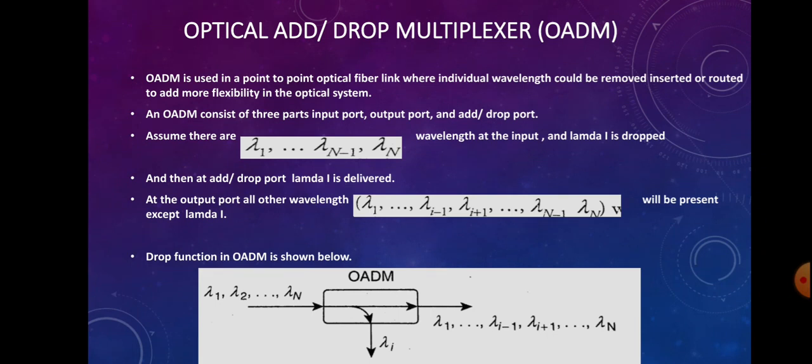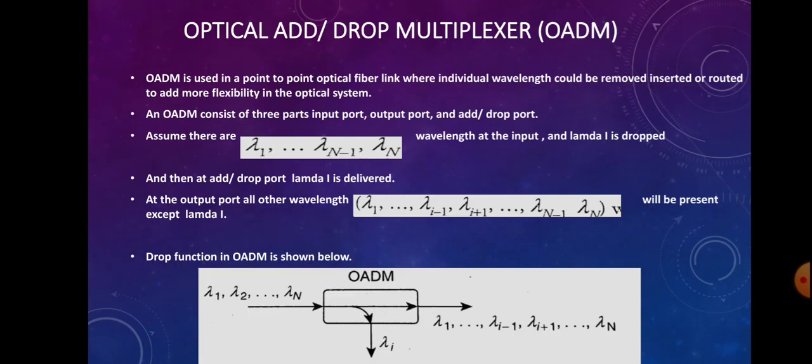In a point-to-point optical fiber link, individual wavelengths could be removed, inserted or routed to or added to that link for getting more flexibility in the optical systems. For that purpose, we are using OADM. That means OADM is used in a point-to-point optical fiber link where individual wavelengths could be removed or inserted or routed to add more flexibility in the optical systems. And OADM consists of mainly three ports, that is input port, output port and add drop port.